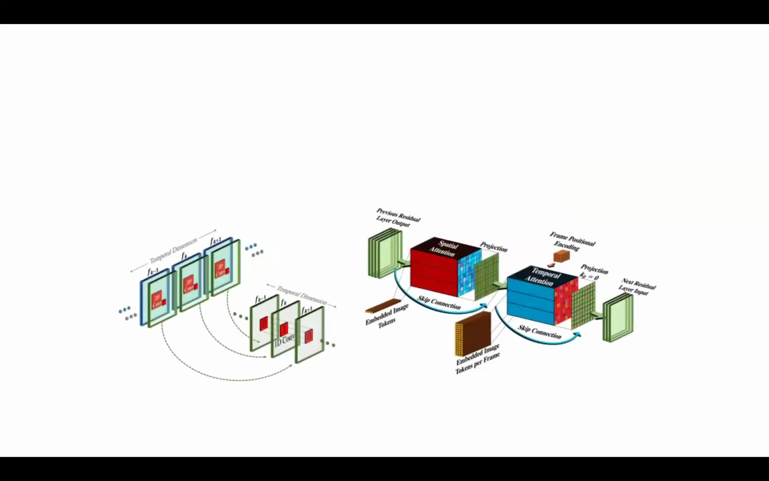If you see here, we have existing 2D convolutions. On top of it, we are adding a 1D convolution that spans across the temporal dimension. After that, we have a spatial attention map, and the output of the projection of the spatial attention map is fed to temporal attention.